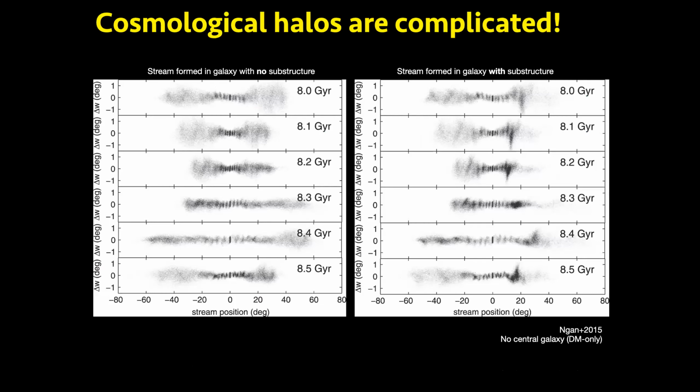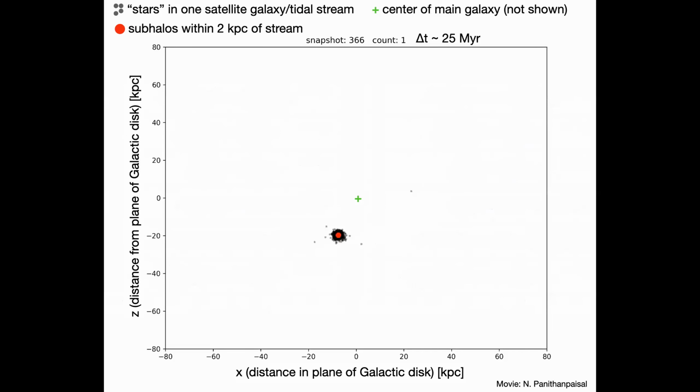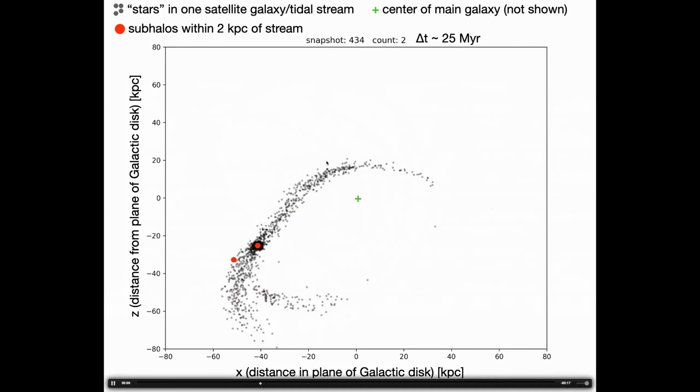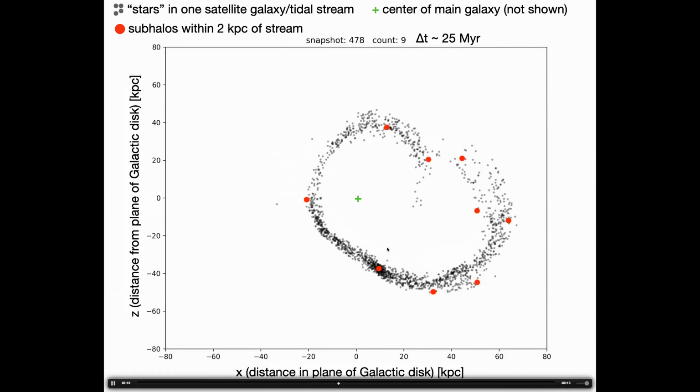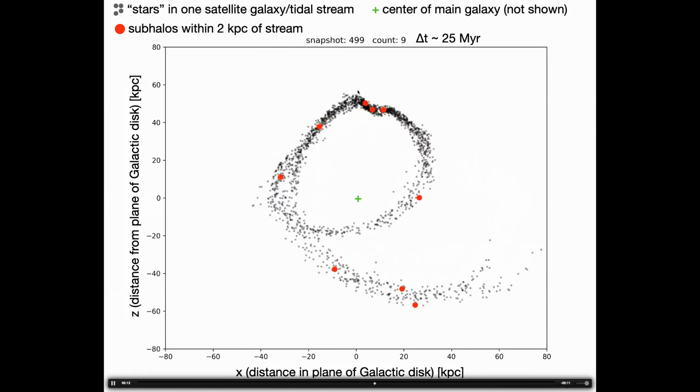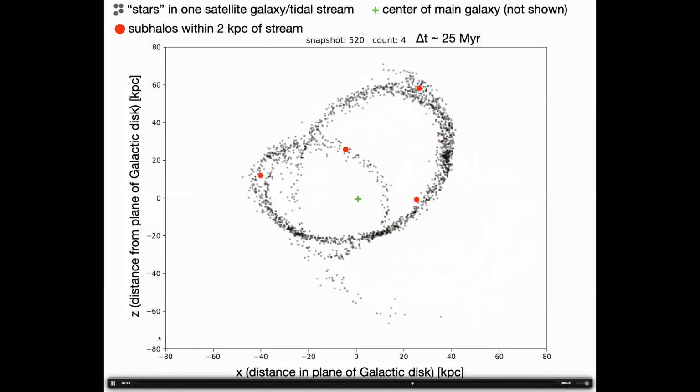Unfortunately, the clean interactions that I showed you are often a little more messy when you try to account for the fact that there are many of these interactions over time. This is because you get many of these interactions over the lifetime of one tidal stream. All these little red dots are all the subhalos that come within striking distance of this one tidal stream over time.